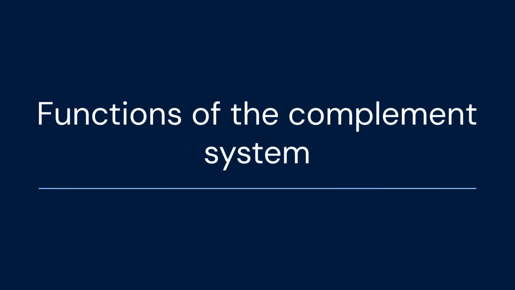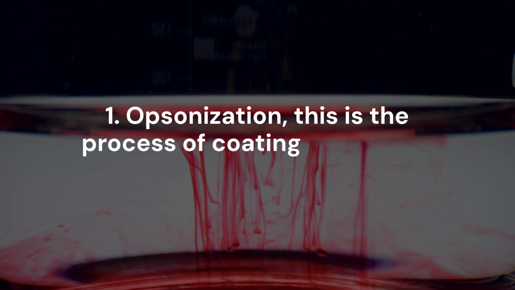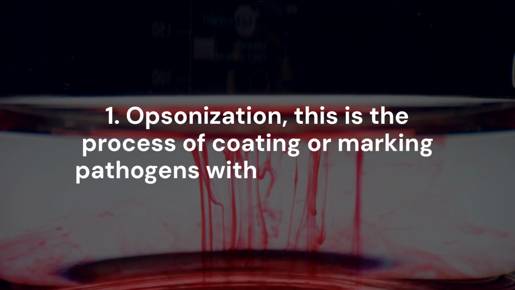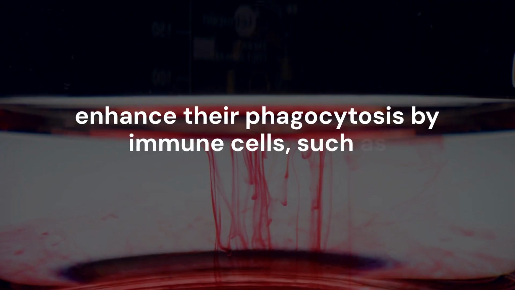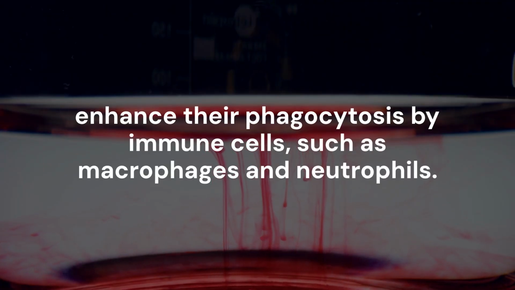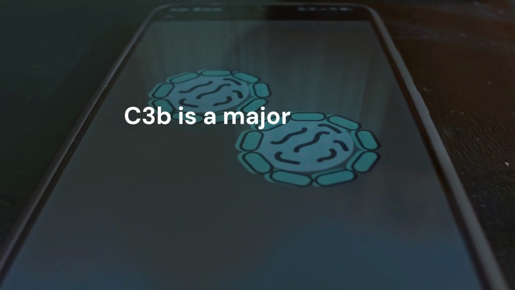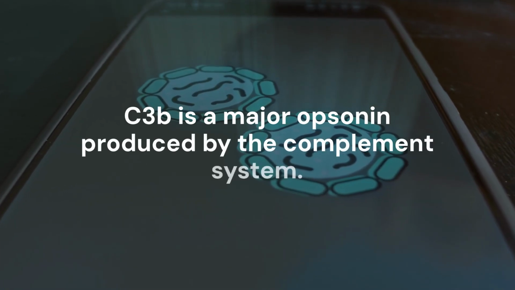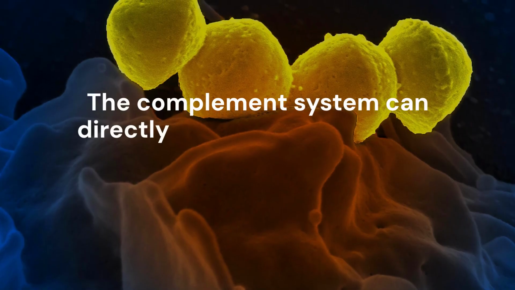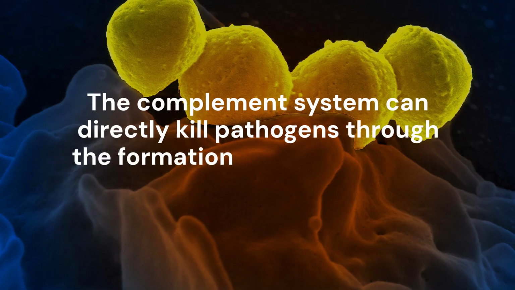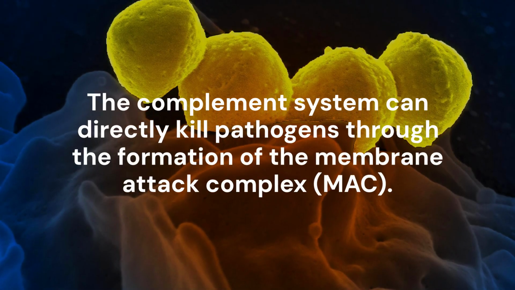Functions of the complement system. 1. Opsonization. This is the process of coating or marking pathogens with molecules that enhance their phagocytosis by immune cells, such as macrophages and neutrophils. C3b is a major opsonin produced by the complement system. 2. Lysis. The complement system can directly kill pathogens through the formation of the membrane attack complex, MAC.